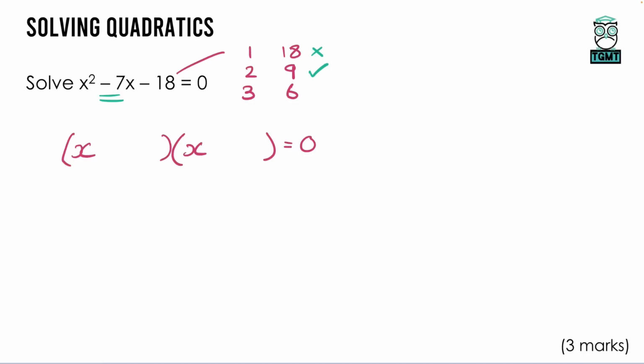If we used +9, take away 2, well 9 take away 2 is +7, and we want -7, which just gives us an indication that it's the other way round. So instead of +9 and -2, we want +2 take away 9. And 2 take away 9 is -7, and those two numbers multiply to make -18.